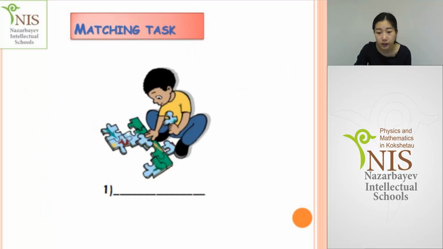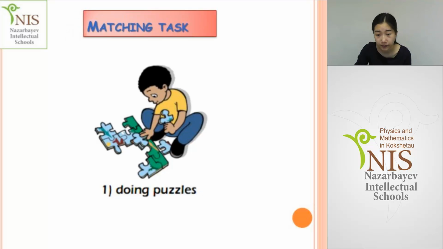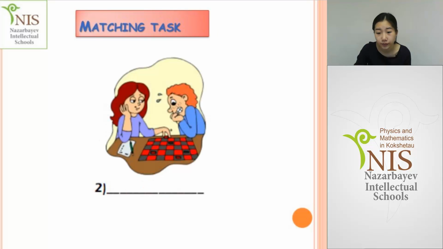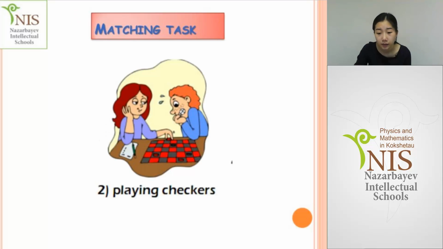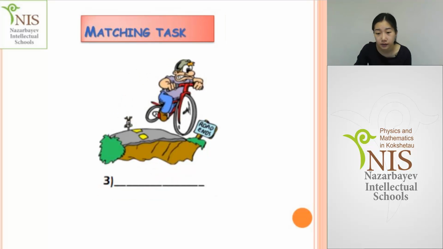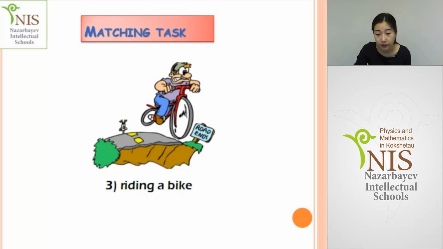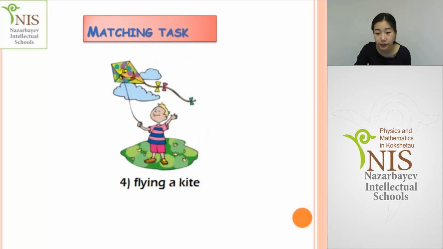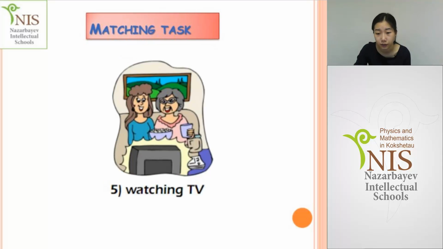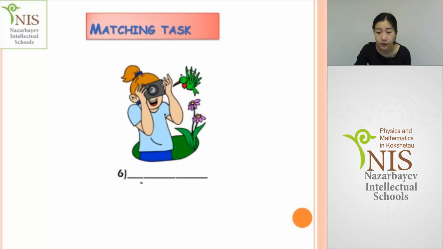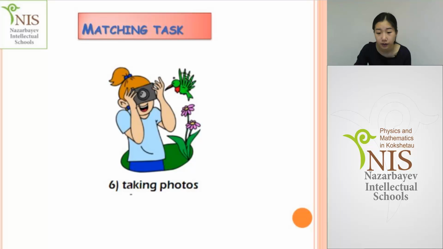So the first picture is this, and the word is doing puzzles. Picture number 2 means playing checkers. The next picture is this, and the word is riding a bike. Next picture is flying a kite. Picture number 5 is watching TV. Number 6 is taking photos.